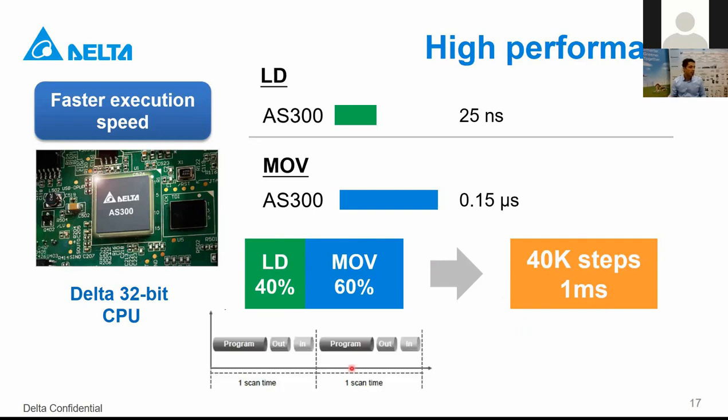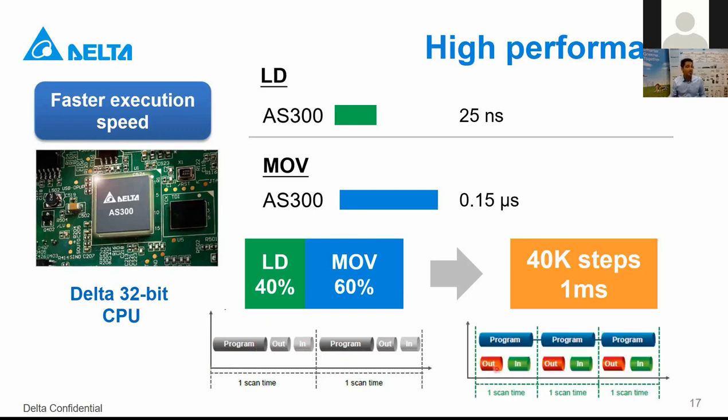And what I want to highlight here: normally for other PLCs, one scan time mostly includes program execution and updating outputs and inputs of the modules. So all three combine in one scan time. But in our AS series, updating output and input modules happens simultaneously with the program execution. So it makes the CPU faster when we compare with the others.